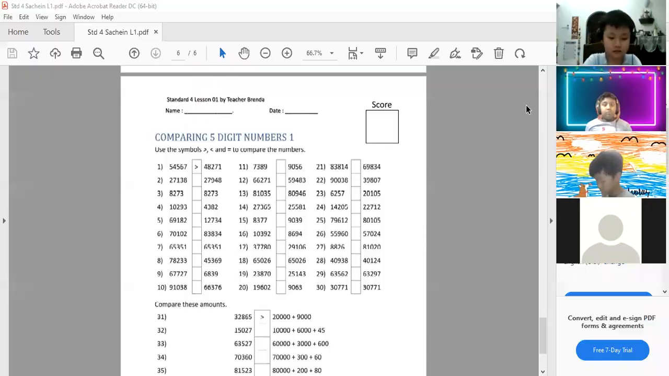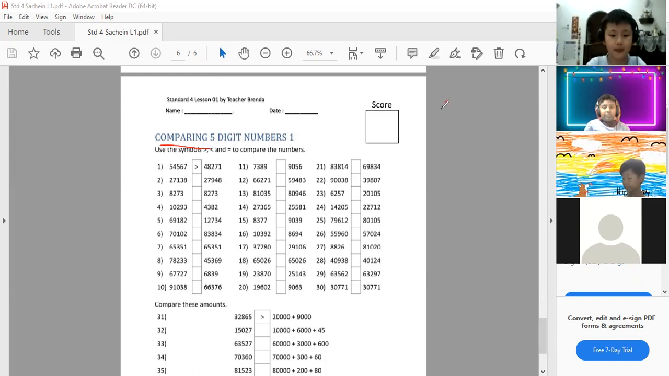All right. So, welcome. Now we are going to look at the last page. I believe this is page 6. So what do we do here? Here, we are going to learn how to compare numbers. Now, comparing means what? One number is smaller, another number is bigger.